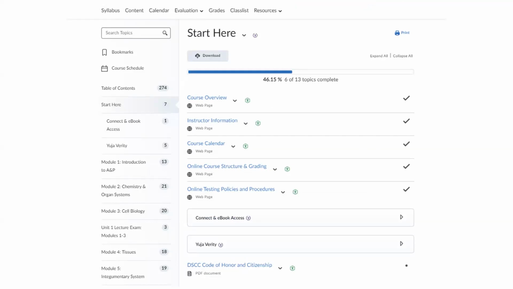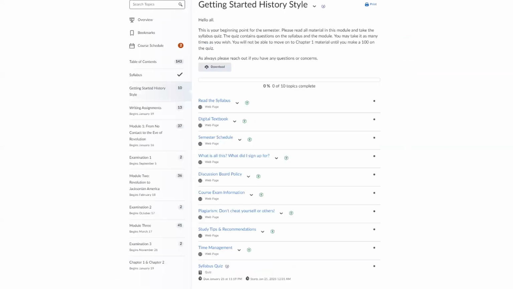For the biology course, you then have a course overview, instructor information, fairly similar things, a course calendar. Not everyone includes that. Some people do. It is totally instructor preference, and it is tough to update that every so often, but the information, structure and grading for the course, online testing.